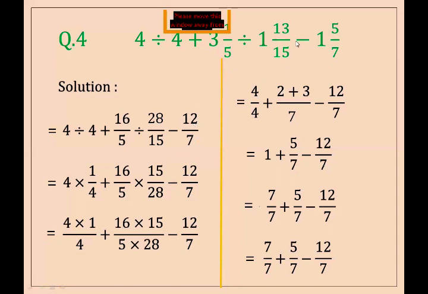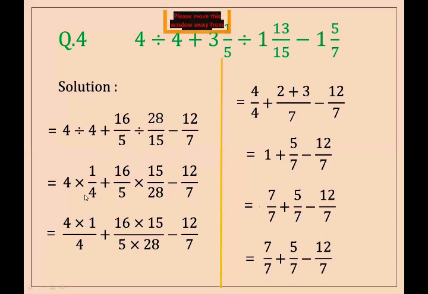Okay students, these mixed fractions are converted into improper fractions and the signs and the fractions remain the same. Now according to the DMAS rule, first we have to solve this divide. This divide belongs to this 4 and this divide belongs to this 28 upon 15. So here we take the multiplicative inverse of 4. It becomes 4 multiplied by 1 upon 4 plus 16 upon 5 as it is. Here we have the divide sign, so we take the multiplicative inverse of 28 upon 15. It becomes multiplied by 15 upon 28. And here we have a minus sign and write 12 upon 7.